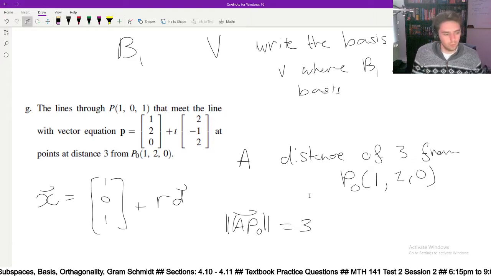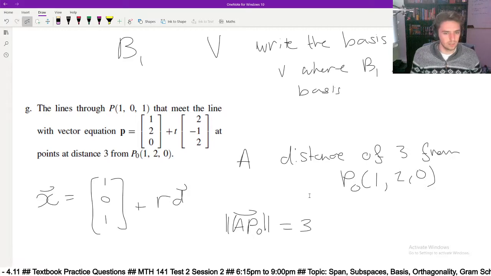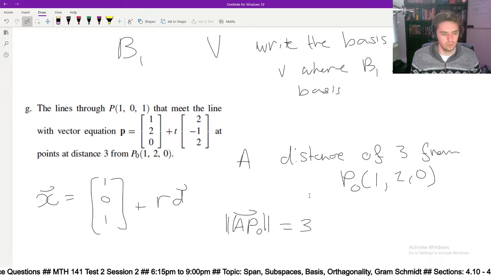It's kind of worded oddly. So it meets at points at distance 3, not at 3. That means the direction vector of the line that's given, 2, -1, 2, that's still a globe of points. That's still like a sphere. I don't say globe. It's still a sphere of points. Or not even a sphere. Well, if you count the line, then it's a circle.